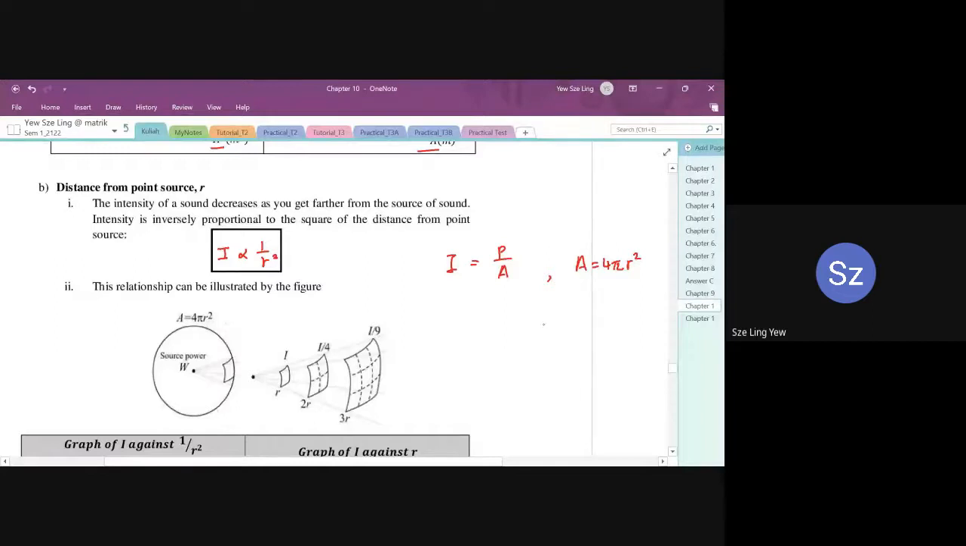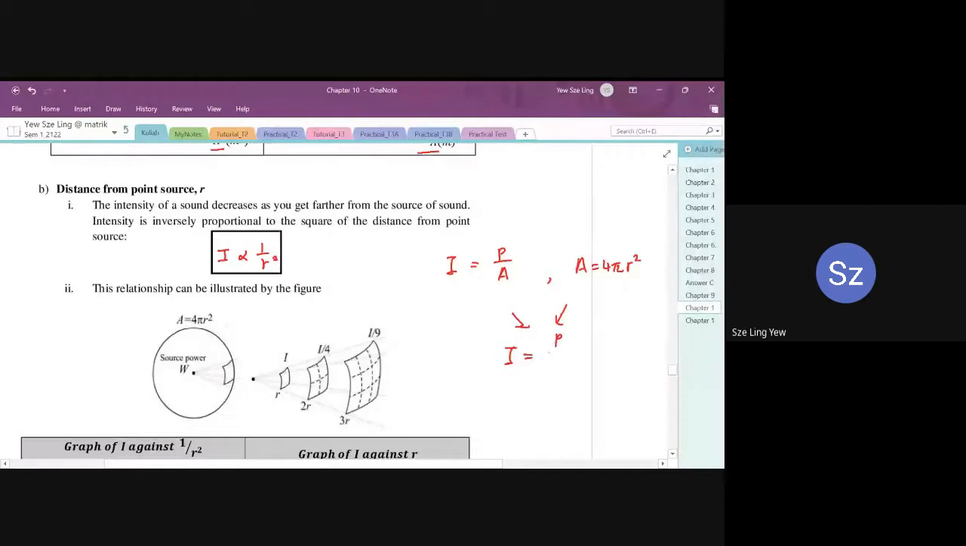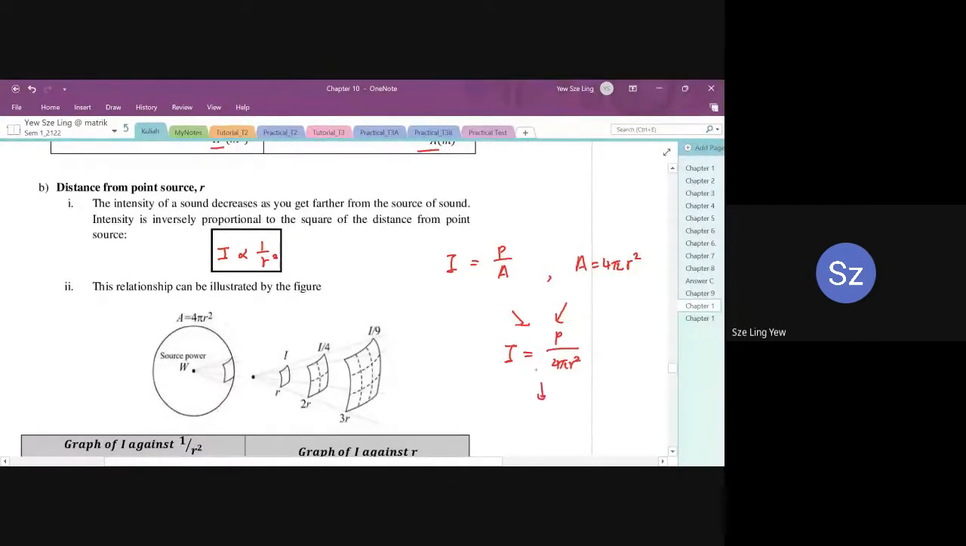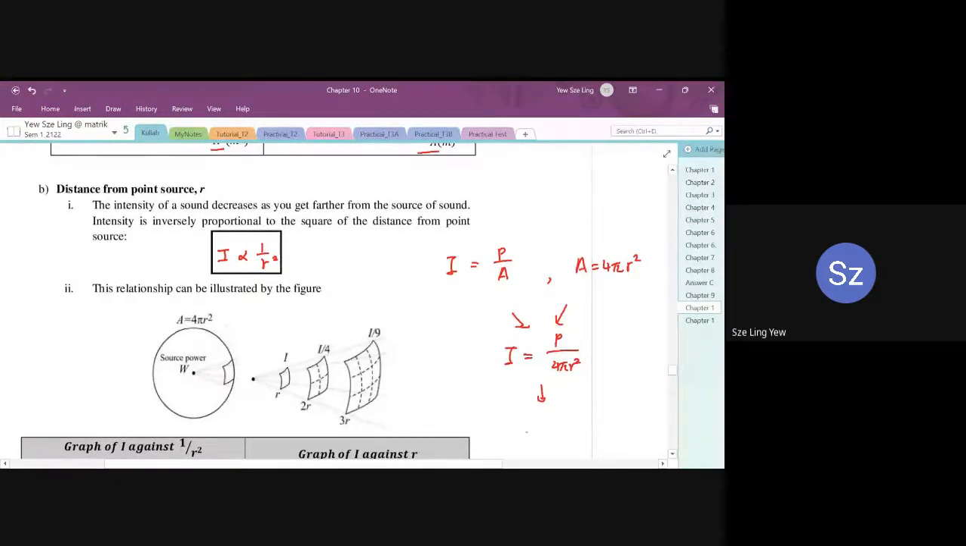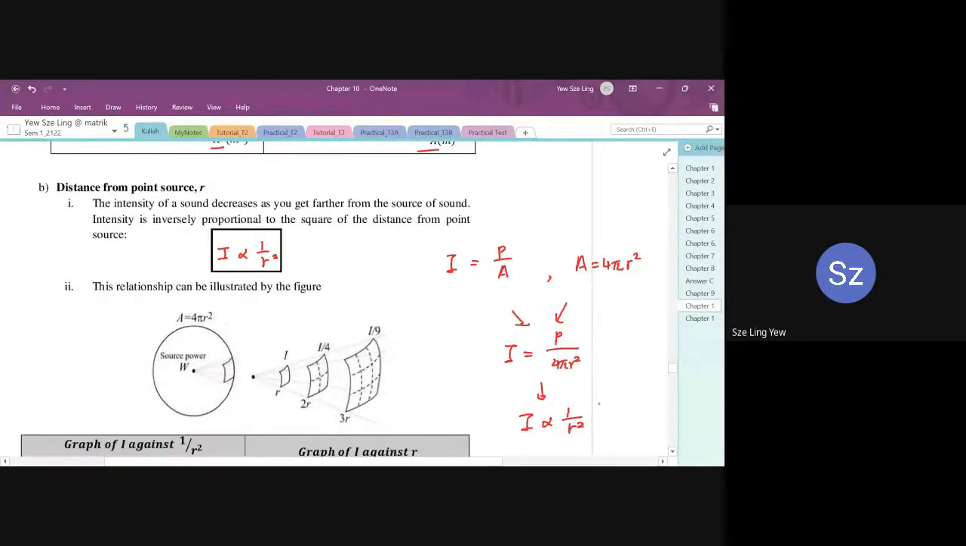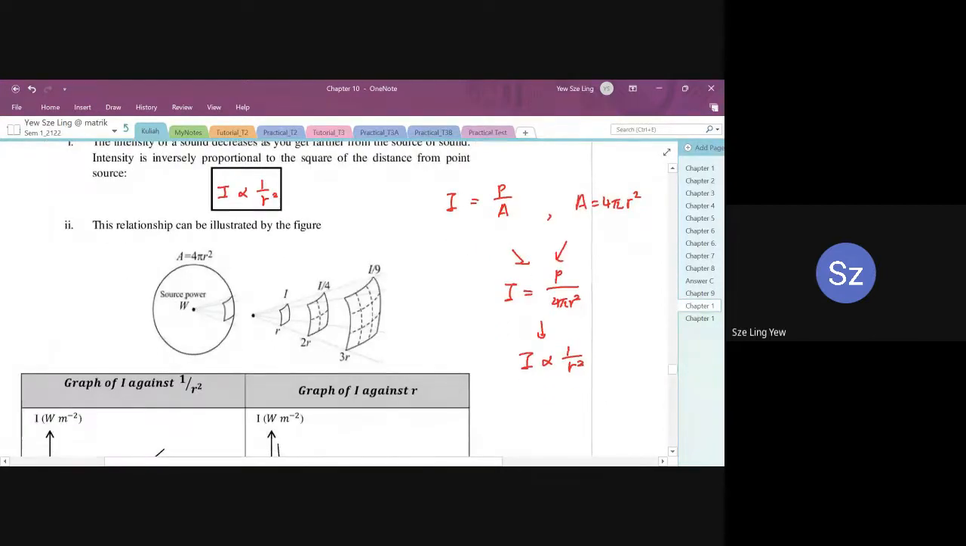Therefore, when you combine these two equations, you have I equals P over 4 pi r squared. Therefore, the relationship between I and r is I is inversely proportional to r squared. That's why we have I inversely proportional to r squared. The diagram here just shows you the relationship between I and r squared. So I'll leave it to you.